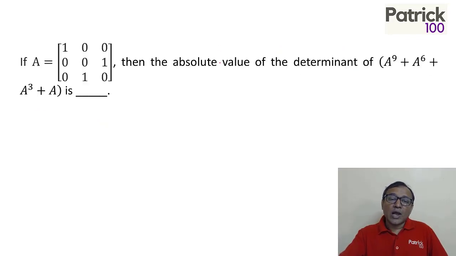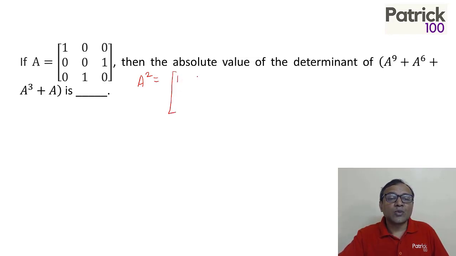Okay. Absolute value of determinant you want. So you want the determinant of this, so you have A. Now you want A cube, A raised to 6, A raised to 9. So let's try finding A square first, because you want A cube, A raised to 6. So what is A square?